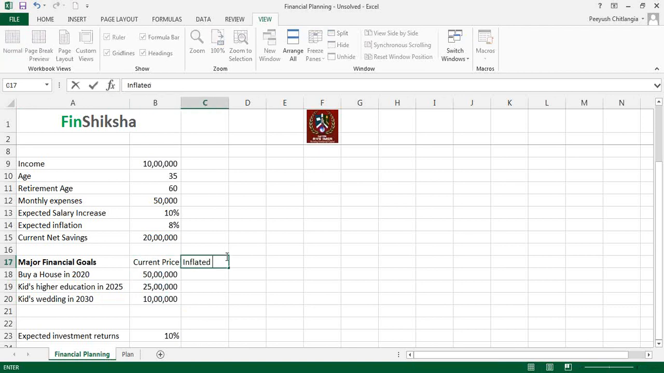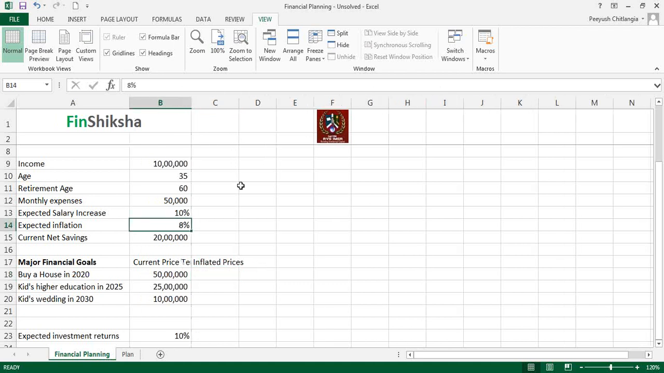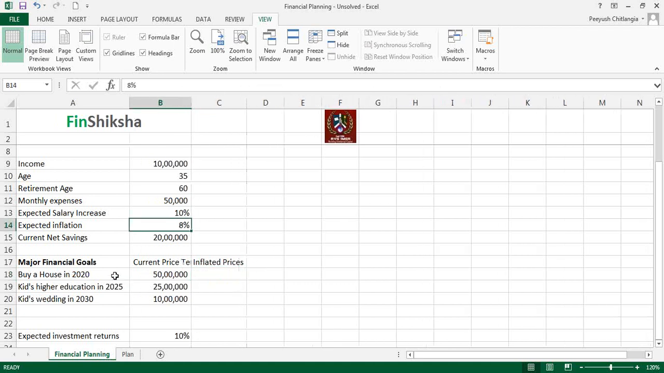So inflated price: if something costs 100 today, it will not cost 100 five years down the line. It will also grow, right? That inflated price will come in at the inflation rate of 8%. This one is a goal which is after 5 years. So this is 50 lakhs into 1 plus 8% raised to the power 5.